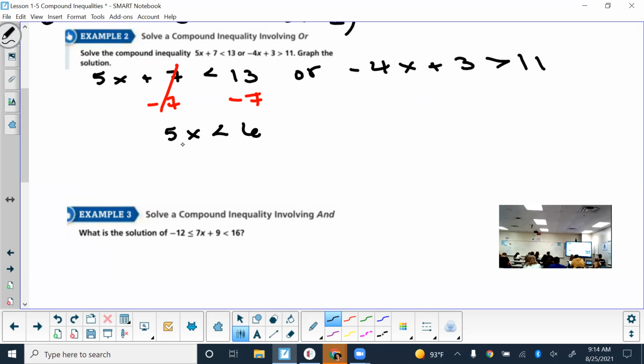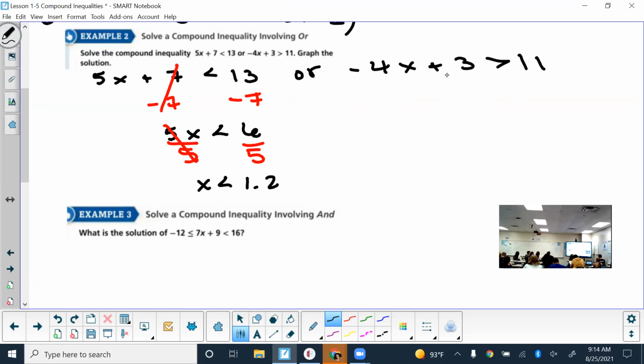Keep going. What's the opposite of multiplying by 5? I'm going to do that on each side. Do I need to flip the sign for doing that? No, because it's not a negative number. So some people think when you're just dividing, you have to flip it. It's only when you divide by a negative. So keep the sign the same. And then what is 6 divided by 5? 1.2. Right, so we solved that one.